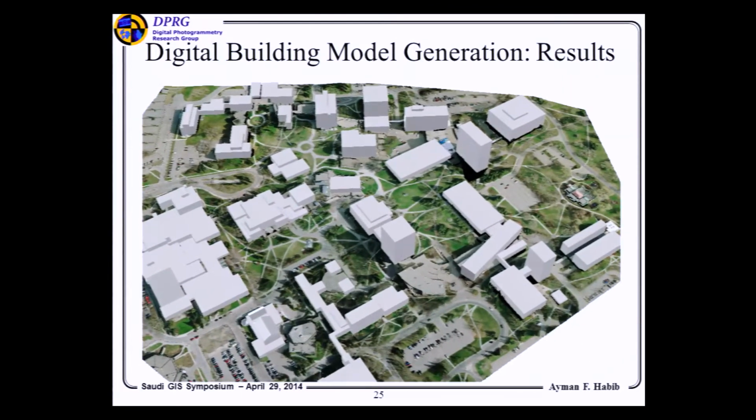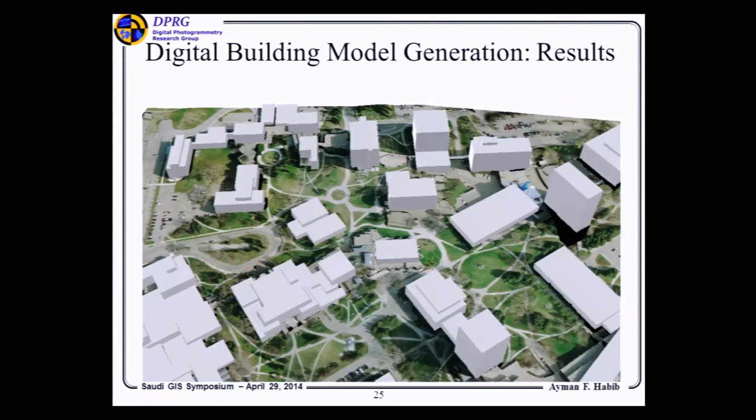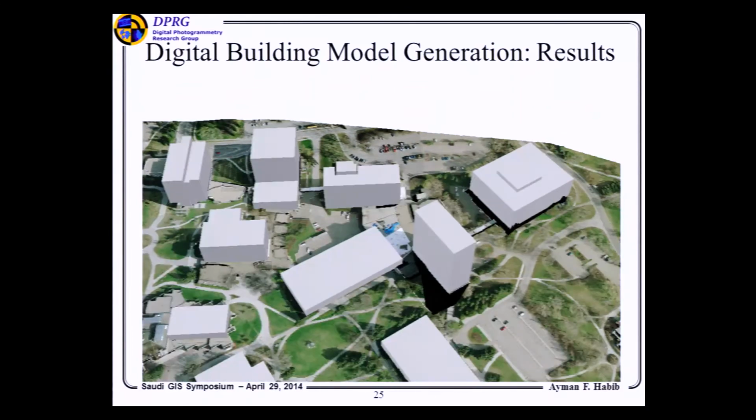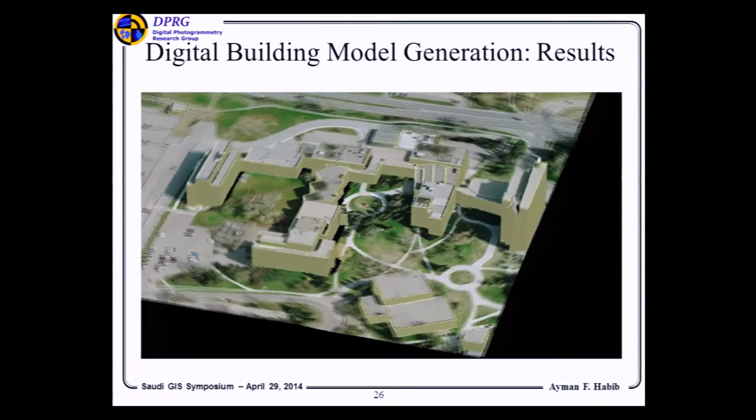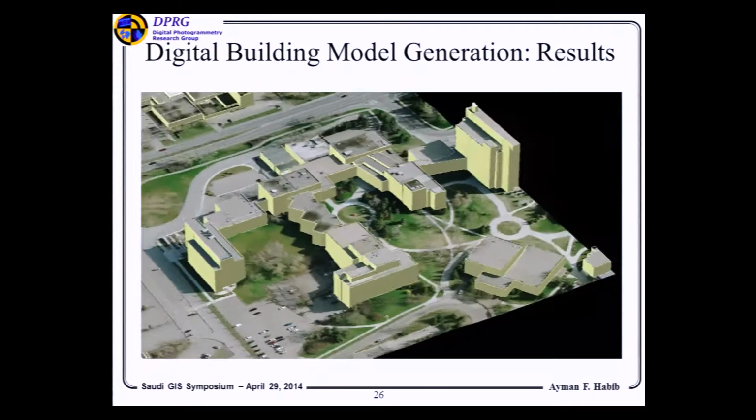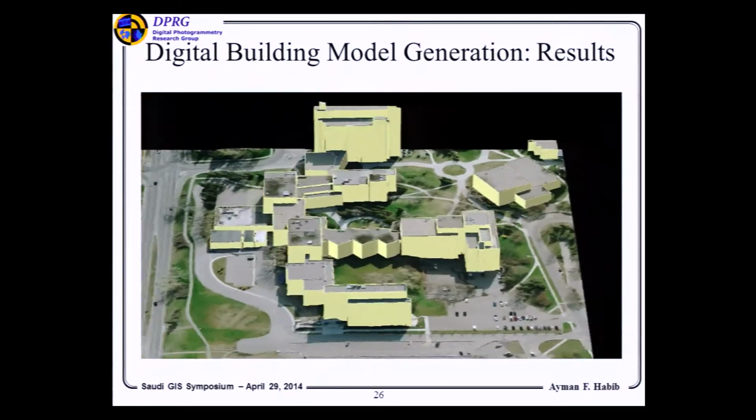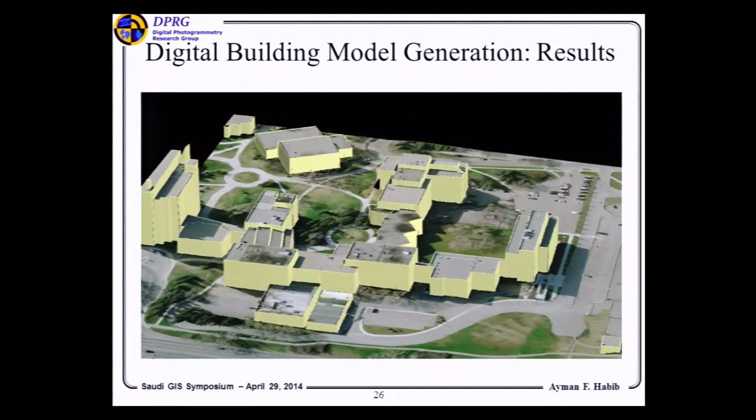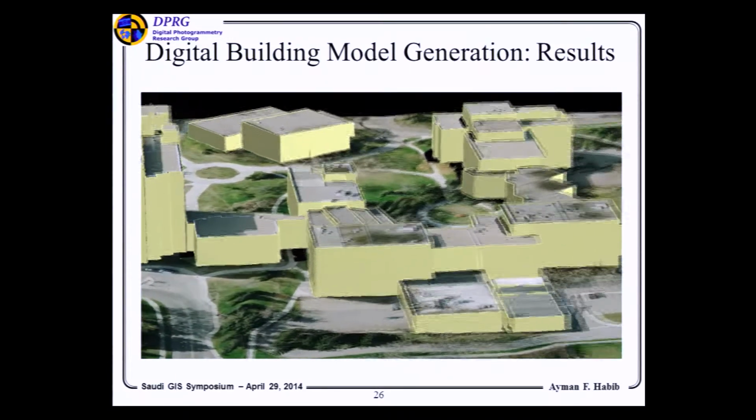The only problem we have right now is that if we have buildings with funny shapes, it's not really a collection of rectangles, they will not be modeled. So this is actually the final product that we'd like to integrate the color information from the imagery with the positional information from LiDAR to have this 3D digital building model.